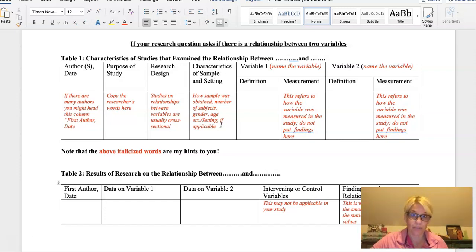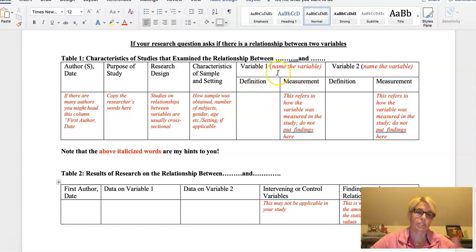The gender. And sometimes if it's important to you, then you can say 50% were male, 50% female, or 80% were male, 20% female, whatever it is. The age, I typically give a range and a mean, and then the setting if applicable. So you really need to think a little bit about these characteristics because there may be something extra that you want to put in there that you think is important. And that's going to be different from person to person. So then we move on here to variable 1.